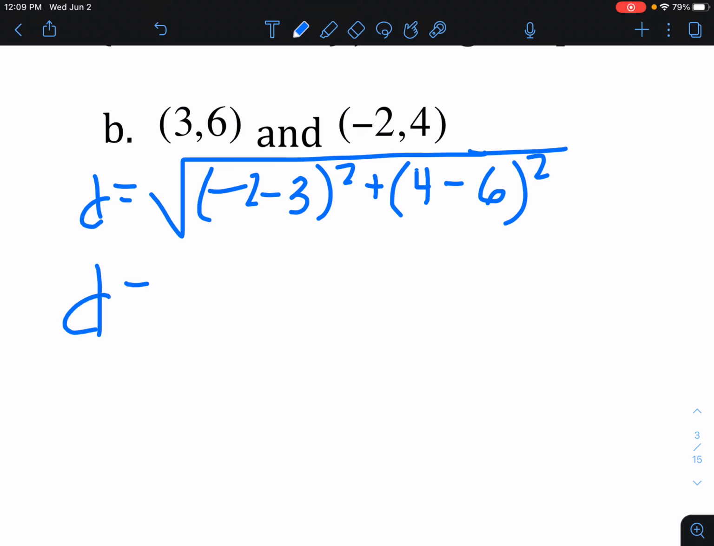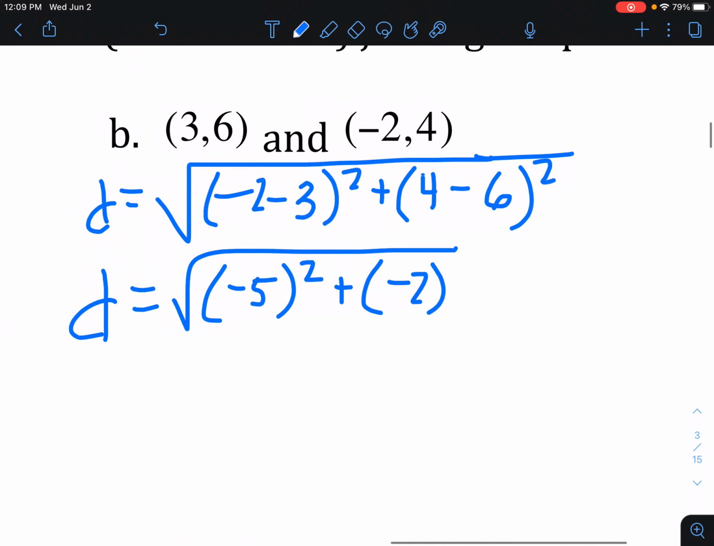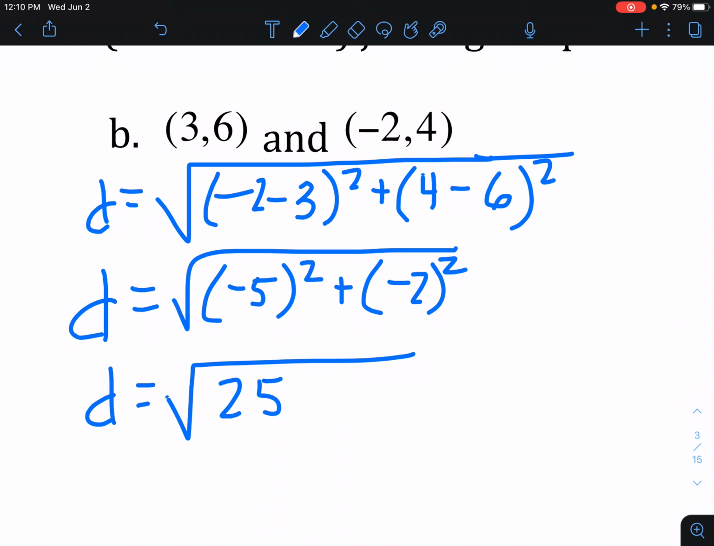We are now going to do negative 2 minus 3 is negative 5. Plus, and then 4 minus 6 will be negative 2 squared. Next step, we're going to square those numbers. Negative 5 squared is 25. Plus negative 2 squared is 4.